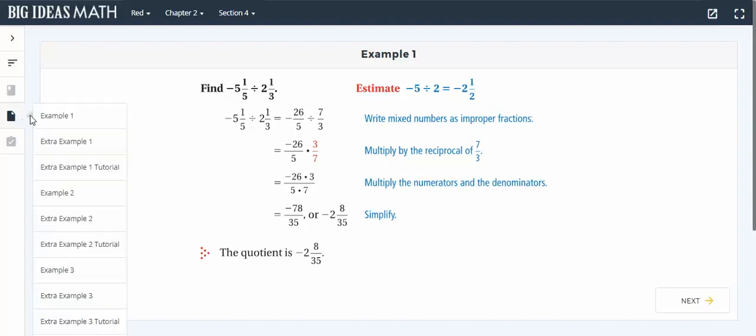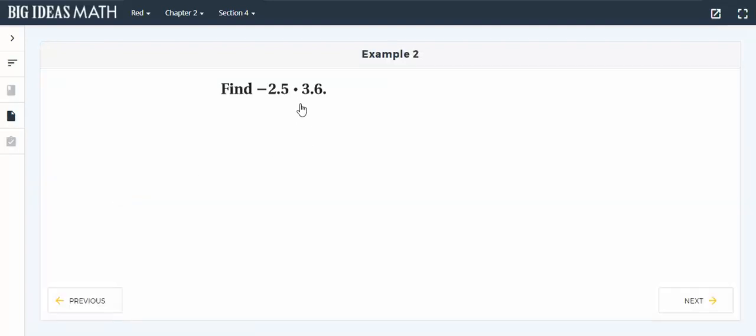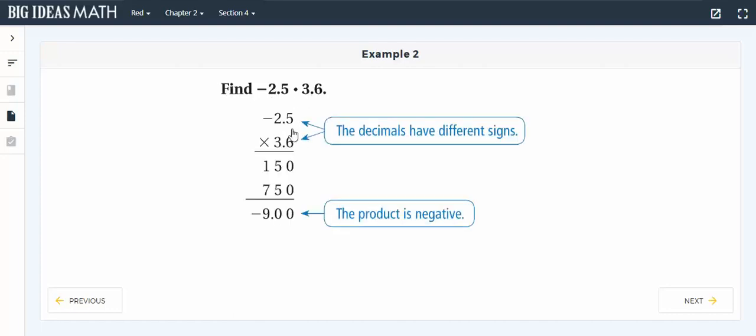So a second example that I can show you is multiplying decimals. In multiplying decimals, I do have one of each, so my answer will be negative. And so I'm going to multiply like normal. 6 times 5 is 30, carry the 3, put the 0 down. 6 times 2 is 12, plus the 3 is 15. And I put a 0 down because this is like 30, not 3.